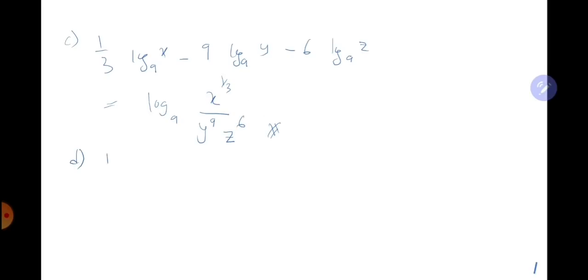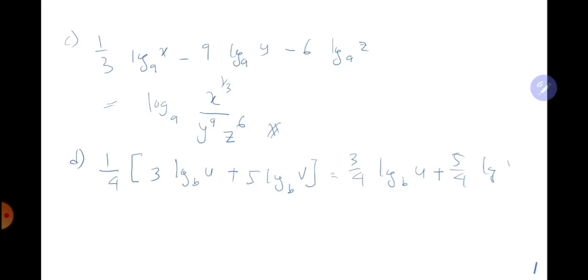Alright, now D is 1 over 4 3 log u base b plus 5 log v base b. Okay, so base b semuanya. So we can rewrite this as kita multiply dulu. We're gonna get 3 over 4 log u base b plus 5 over 4 log v base b. Okay, so yang ni boleh jadi darab, yang ni jadi u power 3 over 4 nanti kan. Okay, so we can simplify it to log base b u power 3 over 4 v power 5 over 4. Okay.